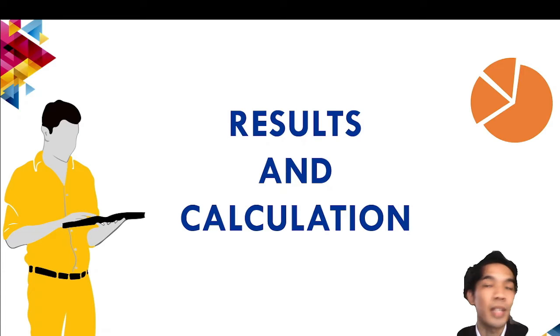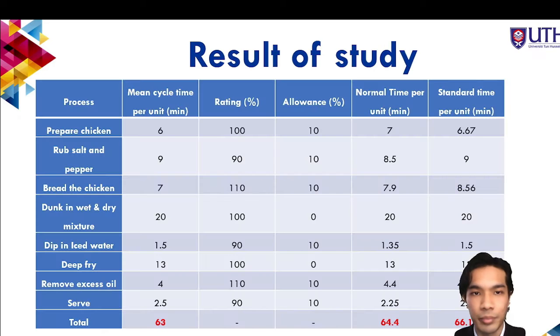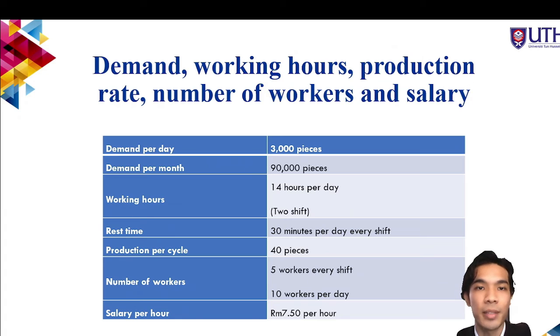Next is result and calculations. Based on this table, the total mean cycle time is 63 minutes, 64.4 minutes for normal time per unit, and 66.12 minutes for standard time per unit. In this table, we elaborate about the demand, working hours, production rate, number of workers, and salary in the McDonald's branch.